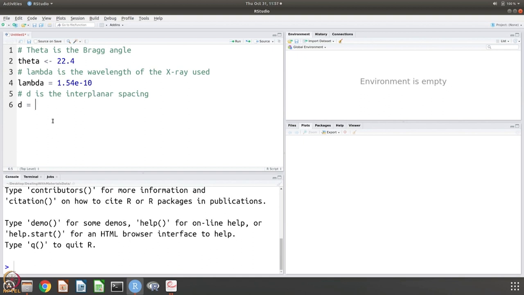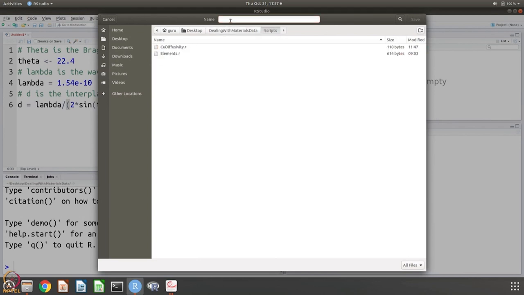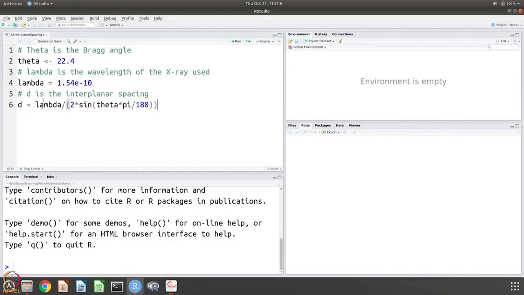So we are in the scripting mode. So lambda divided by 2 times sin, we already know that sin theta is what? Theta. But remember, theta should be in radians, so we are going to multiply it by pi divided by 180, right? Okay. So we are going to save this in the scripts as aluminum interplanar spacing dot R. So let us run this script.